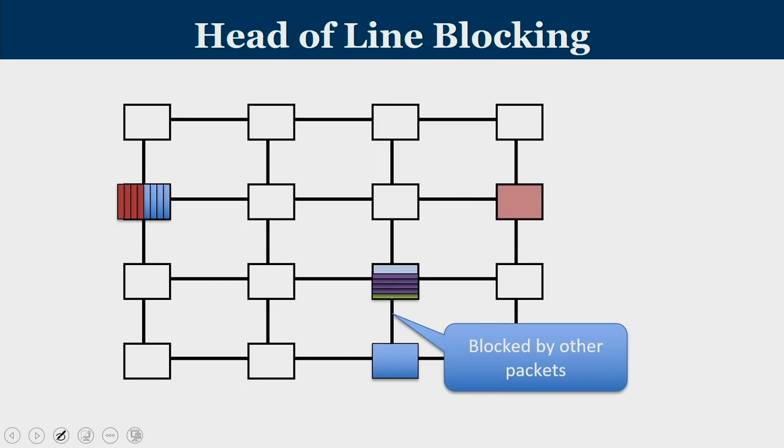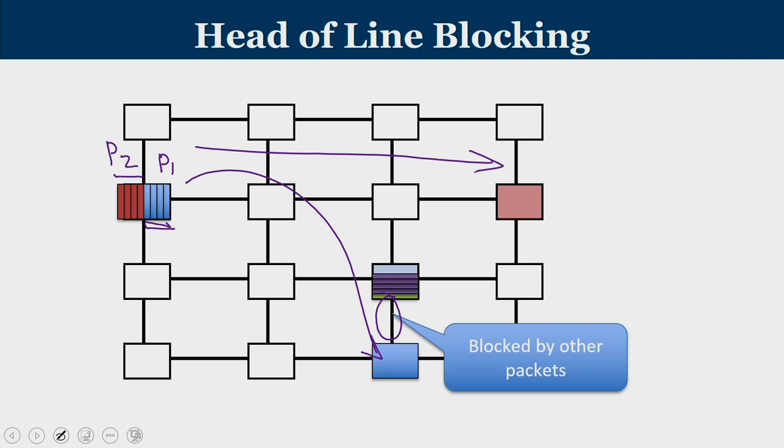Let us try to see with the help of an illustration how head of line blocking really happens. Think of a scenario wherein this particular green packet cannot move because there is a block there. Now, imagine you have these set of flits which is marked by blue color. You have 4 flits which constitute a packet P1 whose destination is this blue, and your red color, 4 flits of them are now residing inside a queue whose destination is this.